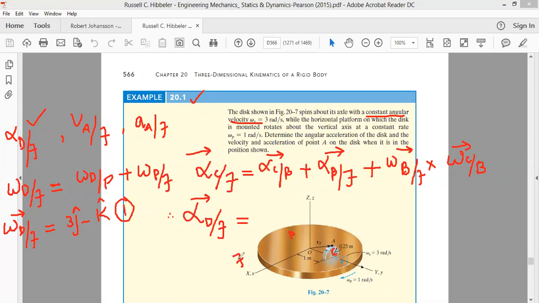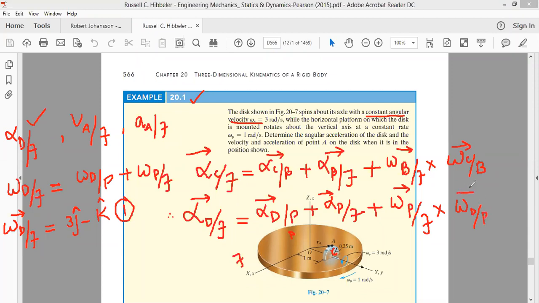The angular acceleration of the disk with respect to ground is equal to the angular acceleration of the disk with respect to the platform, plus the angular acceleration of b, our b is the platform, that is the angular acceleration of the platform with respect to the ground, plus the cross product of the angular velocity of the platform with respect to ground with the angular velocity of disk c with respect to b, that is the disk with respect to the platform. Okay, this is the expression that we have.